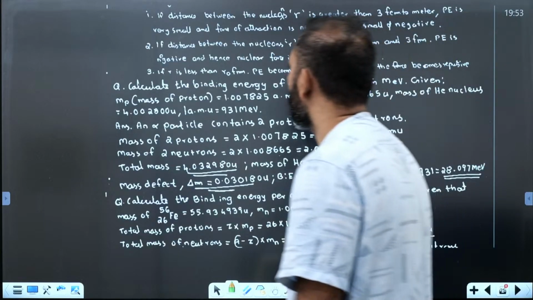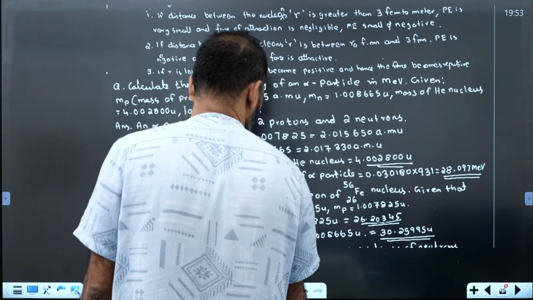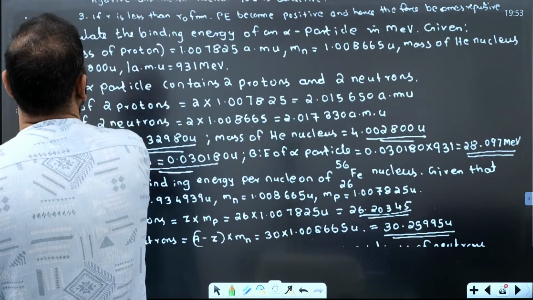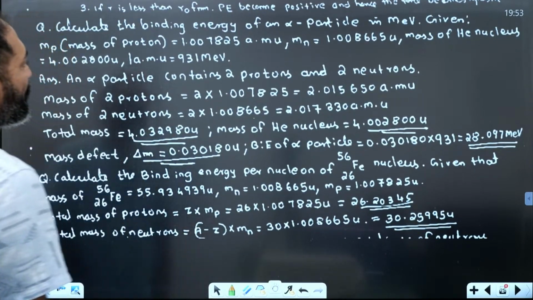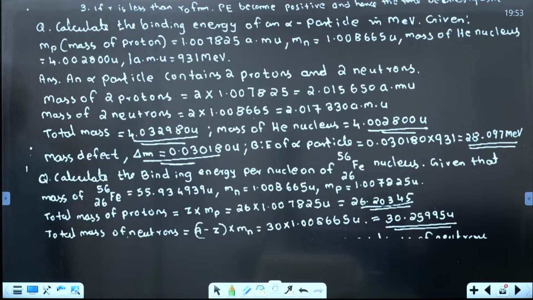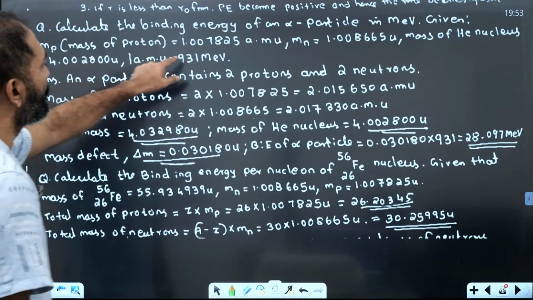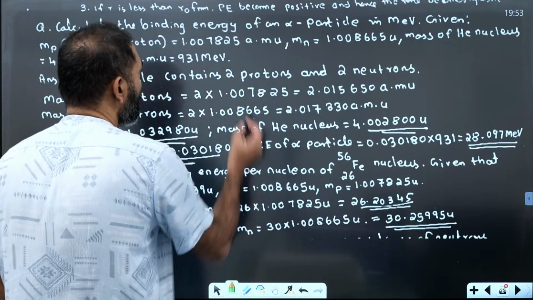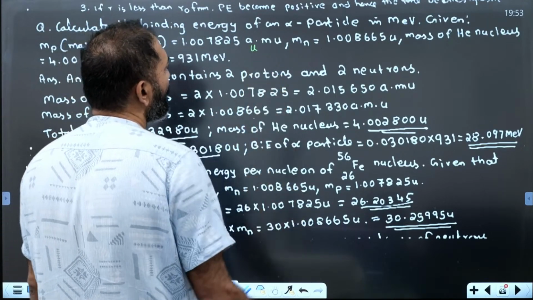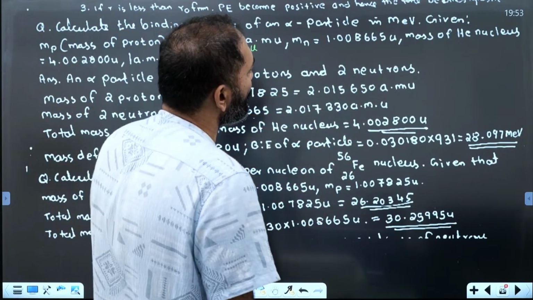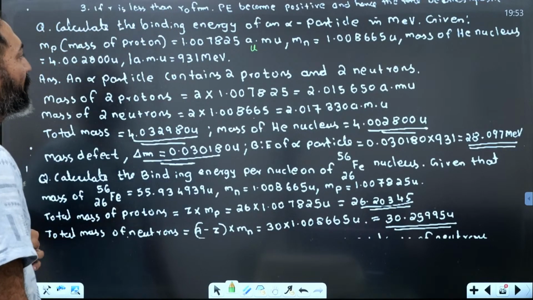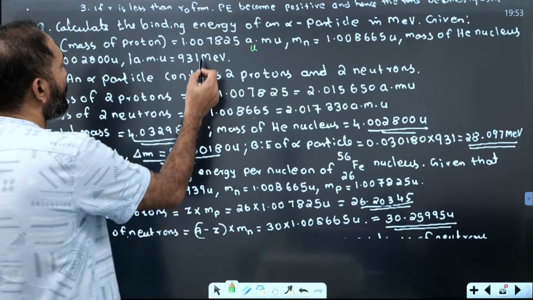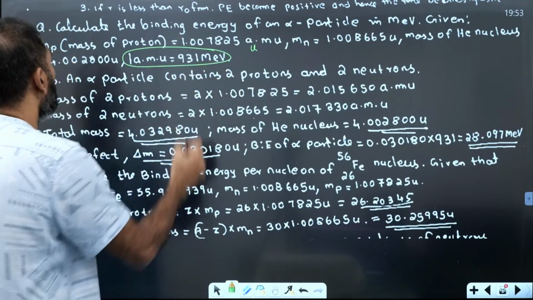Next is section. Calculate the binding energy of an alpha particle in MeV given mass of proton 1.007825 AMU. Sometimes they won't write AMU, simply U. Mass of neutron 1.008665 U. Mass of the nucleus is given and 1 AMU is what? 1 AMU you should take 931.5 MeV.